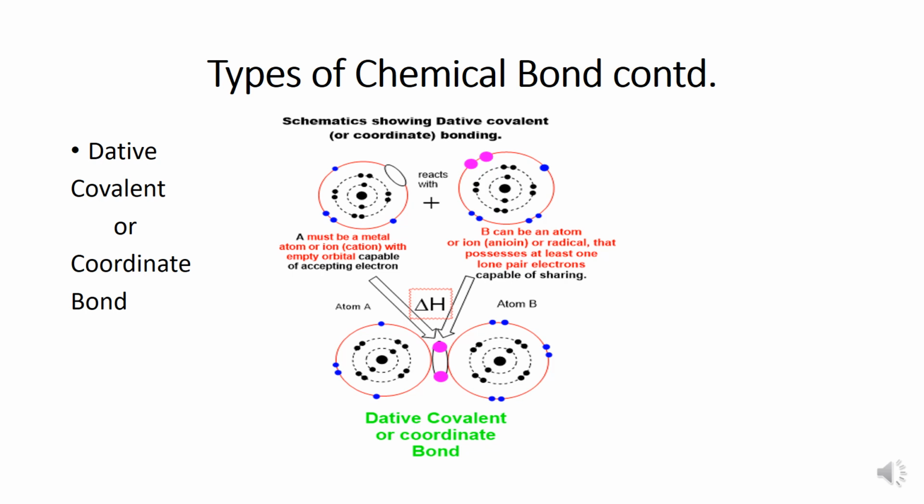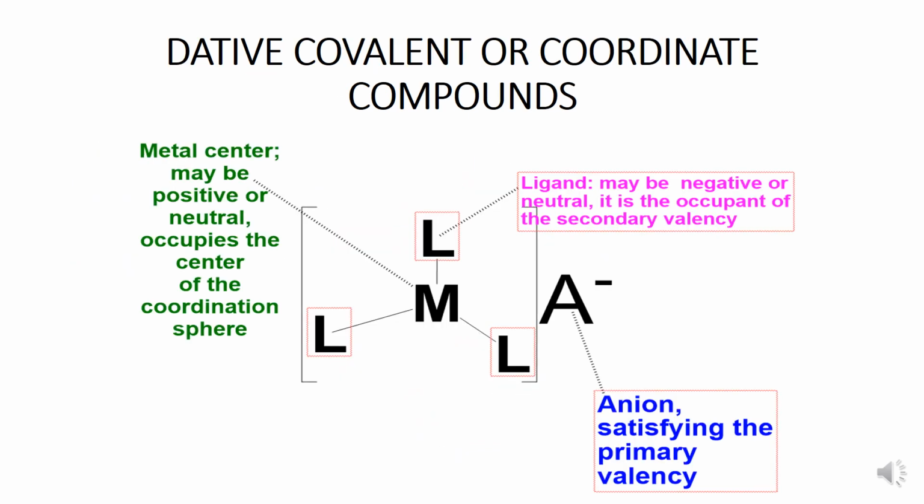As you can see in the schematic, atom B had two purple electrons, while atom A had a spherical empty orbital there, and into the spherical empty orbital, atom B is able to send the electron. These electrons are shared, and you call that dative covalent bond. We go ahead to discuss dative covalent bond or coordinate compound.